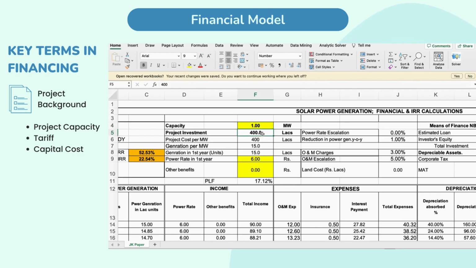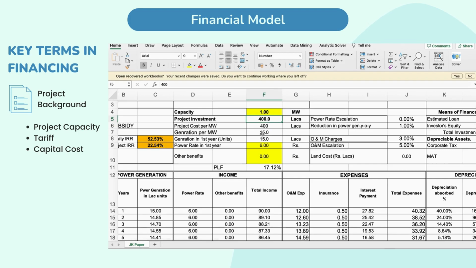On a per megawatt cost, we have considered 400 lakh or 4 crore per megawatt. This is a typical prevailing market price for a solar project. On a per megawatt basis, you should have a thumb rule that it produces about 15 lakh units in a year. And the tariff which is available currently, let us keep it at 5 rupees per unit. So I have explained the project capacity, the tariff and capital cost.